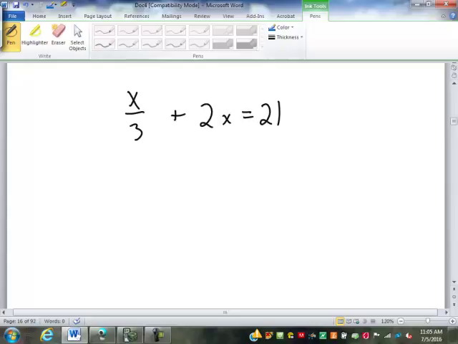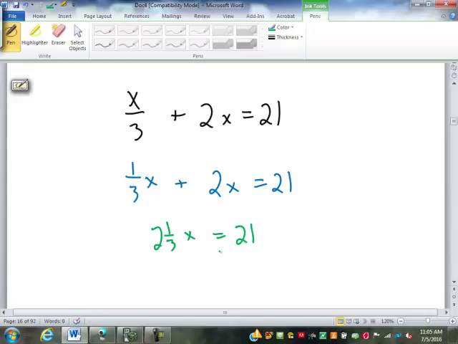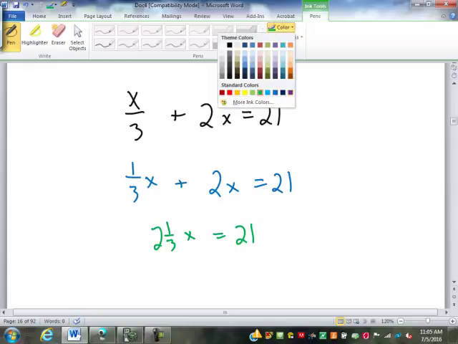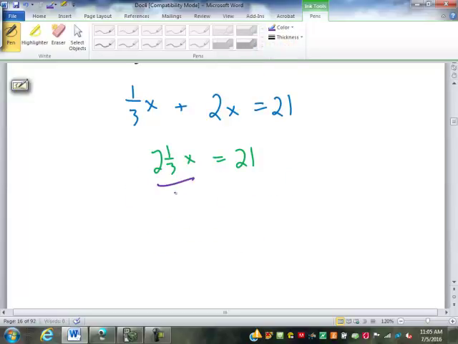So, where do we start? Yes, x over 3 becomes 1/3 x plus 2x equals 21. Now we're going to add 1/3 and 2, which is 2 and 1/3 x equals 21. Now I'm going to pause there. Any questions so far? Okay, so now what's next? Divide by 2 and 1/3. So x equals 21 divided by 2 and 1/3.